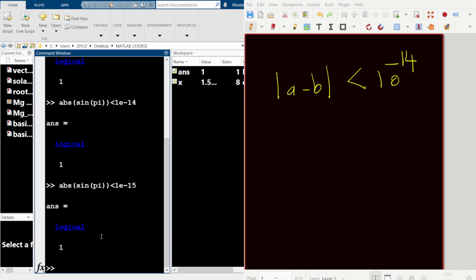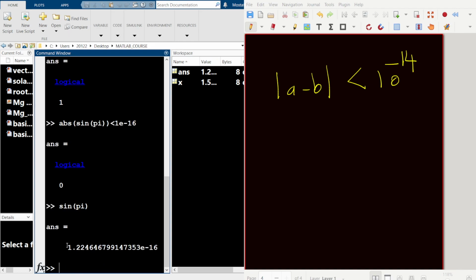But watch out now, because if we try to make it tighter, let's say 10 to the power negative 16, it will tell me false. Because the difference between sine pi and 0 is not less than 10 to the power negative 16. The reason for this is that sine pi, unfortunately, because of round off error, is actually greater than 10 to the power negative 16. Let me remind you of this. You see, it's 1.2 times 10 to the power negative 16. So obviously, the difference between sine pi and 0 is not less than 10 to the power negative 16. So this is too tight.